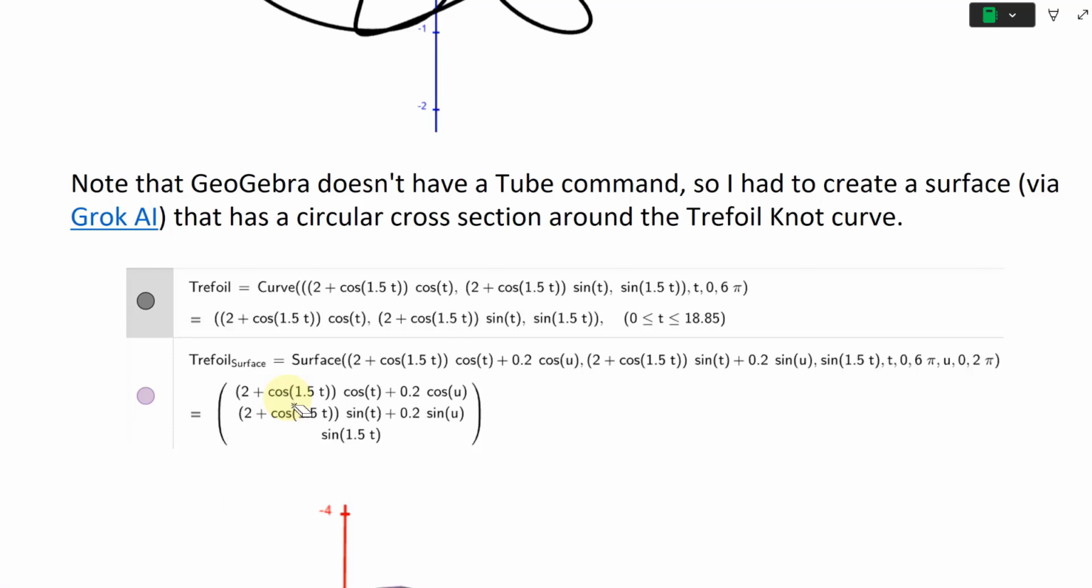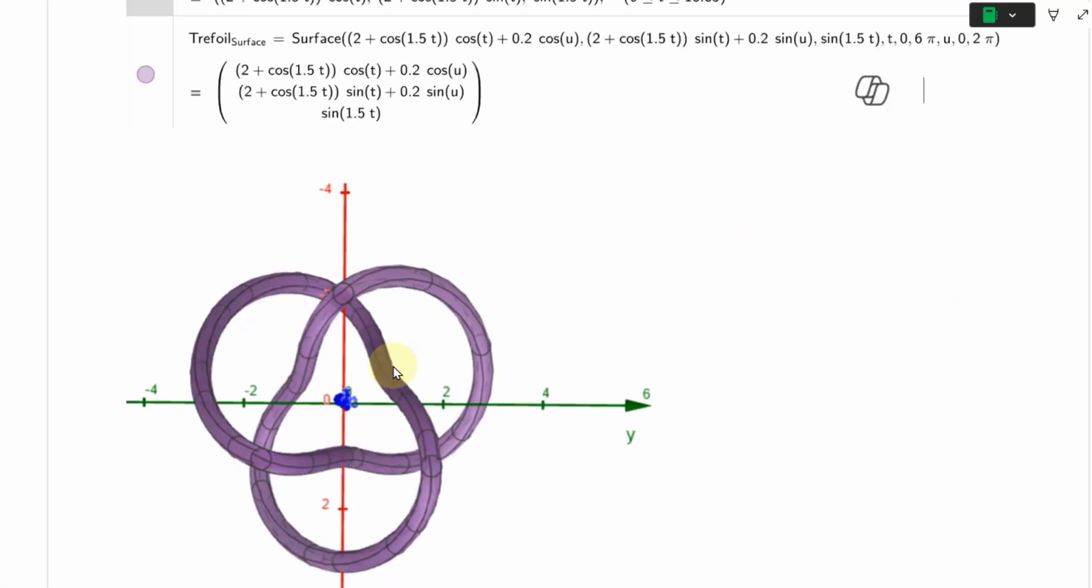Then it adds a second parameter u. It adds 0.2 cosine u on this one here, and then 0.2 sine u. So it keeps adding to the x and y coordinates by u, where u wraps around a circle, from 0 to 2 pi. It somehow does that and makes a surface. You can see it in there, and it looks like this. So there it is.